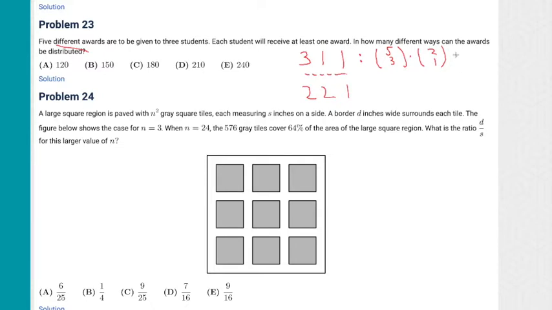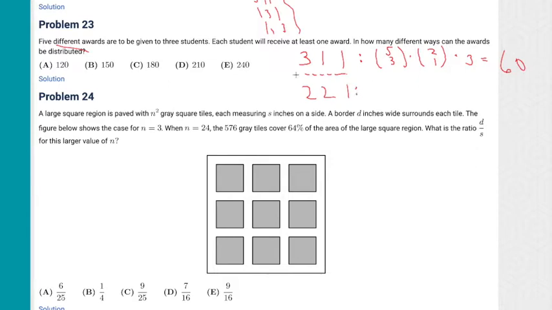But we do need to multiply by different arrangements, right? Because we don't know which student is getting 3, and which are the other 2 students getting 1. So we need to multiply by all the possible rearrangements of 3, 1, 1, which is pretty easily 3. It's 3, 1, 1, or 1, 3, 1, or 1, 1, 3. So we need to multiply it by the number of rearrangements, which is 3. And this will give us our total of 5 choose 3 is 10, times 2 is 20, times 3 is 60.